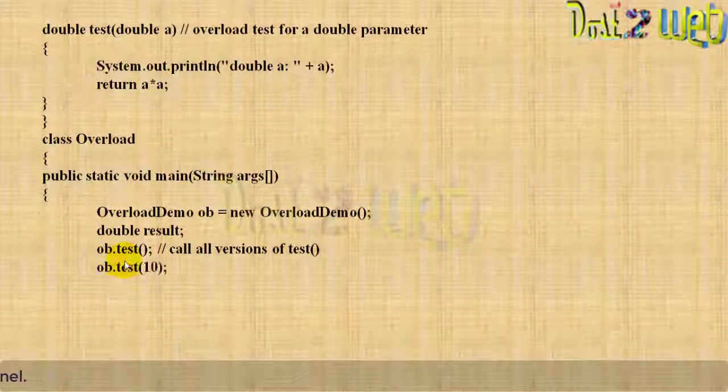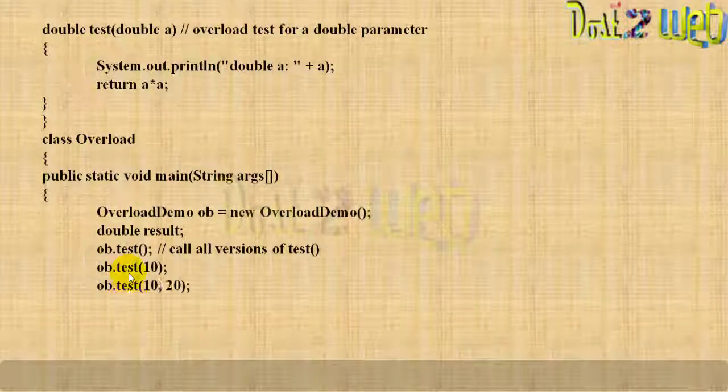Okay, next, what is the method? In the next method we have passed only one integer. So I am passing one argument. Now this 10 is the argument here, not the parameter. So ob.test. Next we have passed two parameters, then we have to pass two arguments. So we are passing two arguments.